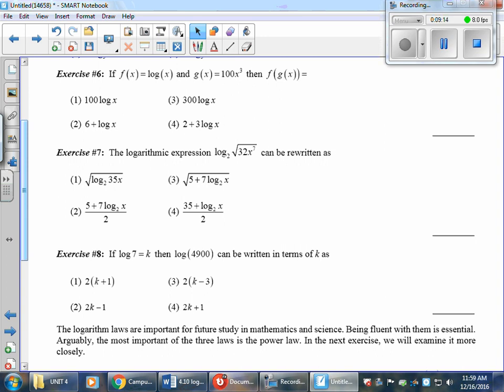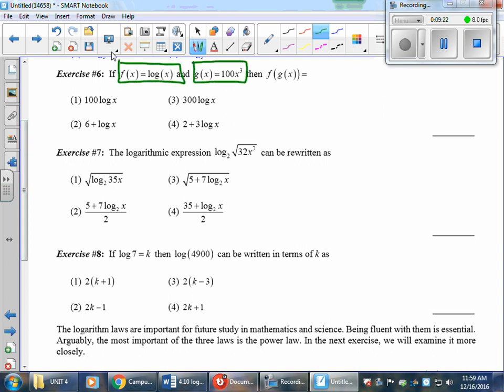So in exercise 6, we have log of x and log of g of x. Okay, I'm sorry. f of x is log of x. g of x is 100x cubed. All right, so f of g of x means we're taking g of x and putting it into f of x. So that means we do log of 100x cubed. And here we simply have to simplify it.